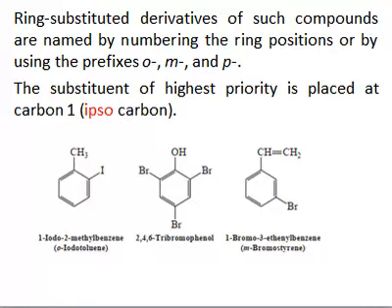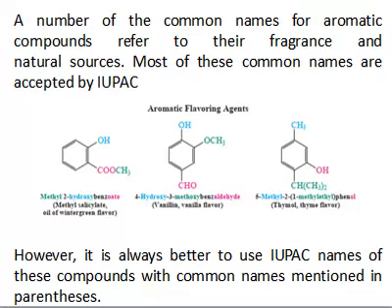So we assign one number to the ipso carbon. Right? It's also important to note that, as we mentioned previously, aromatic compounds were called aromatic because they had a very strong aroma, a very strong smell. Most of the compounds that were discovered earlier because of their fragrance are known by their common names, and these common names are also accepted by IUPAC.